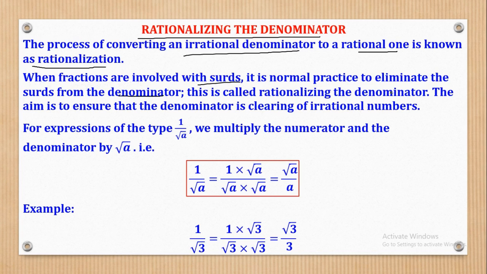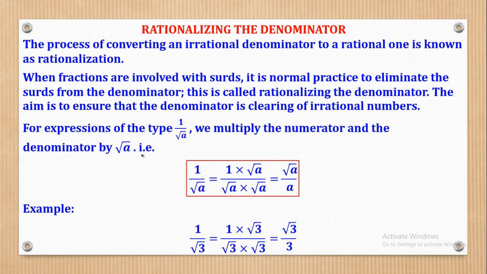called rationalizing the denominator. So always remember that a surd must never be left in the denominator when you are writing your final answer. You have to rationalize so that it's no longer there. So the aim is to ensure that the denominator is clear of irrational numbers. Therefore, for expressions in this form, we multiply the numerator and denominator by root a, which is the denominator.